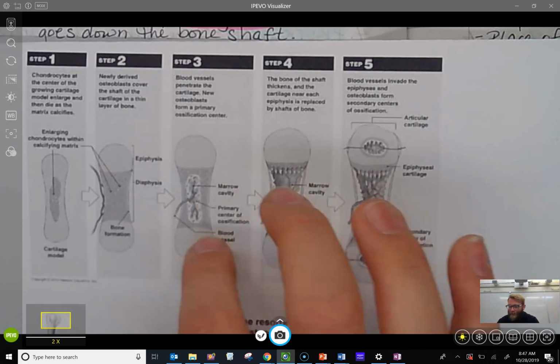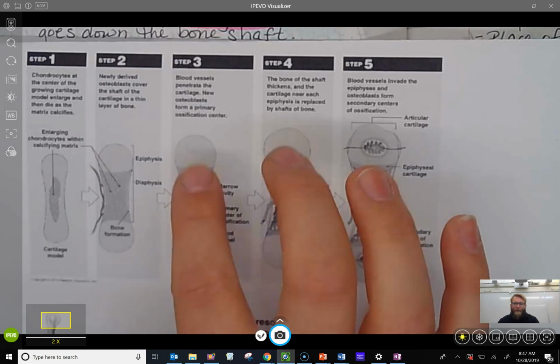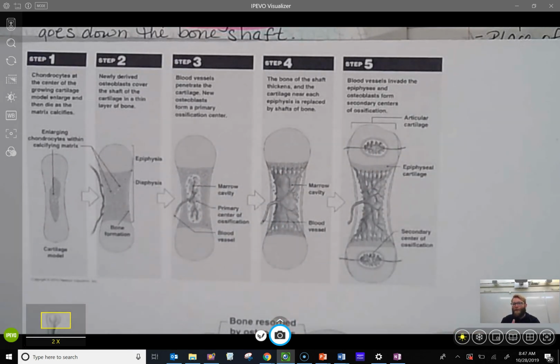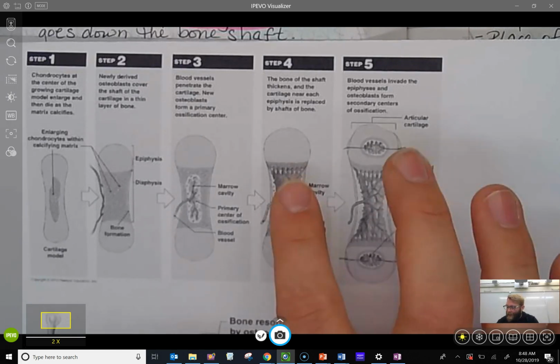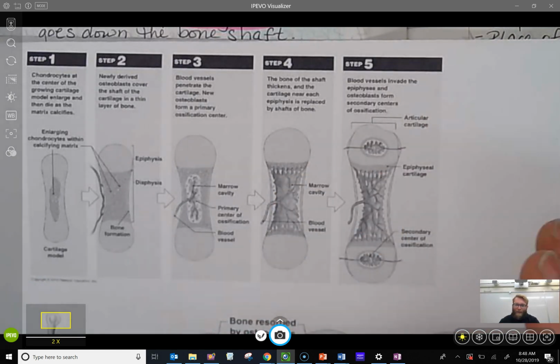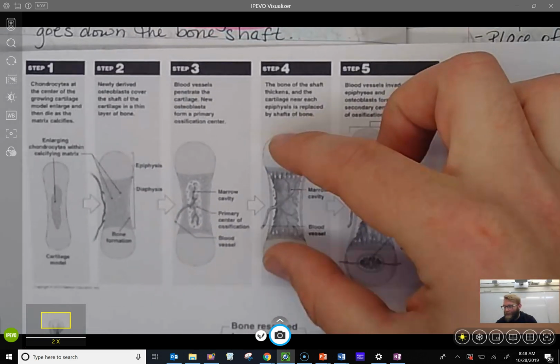As those blood vessels start to migrate in, osteoclasts come in and start to remove that bone to allow for space to form where bone marrow can come in to help us produce and do other functions inside of the bone. Then from there, the shaft of the bone thickens, we get that denser bone on the outside, and our epiphysis is replaced at the shaft of the bone, so we now have these two different areas.